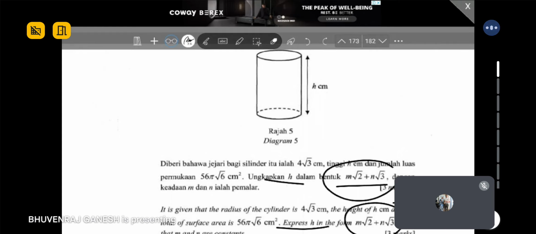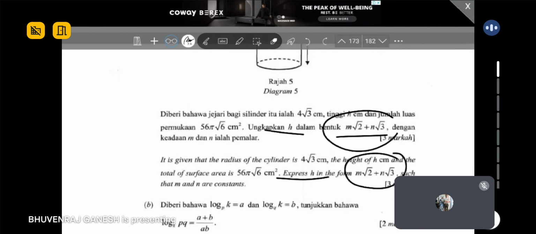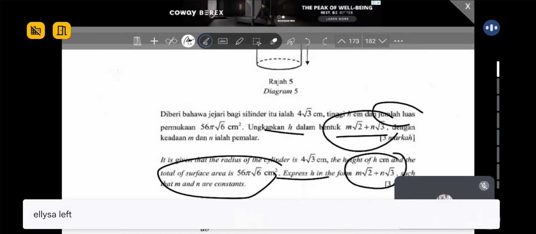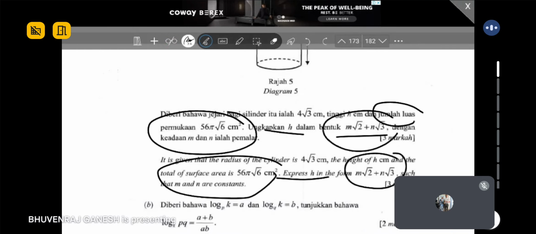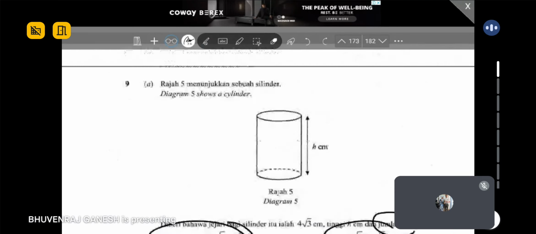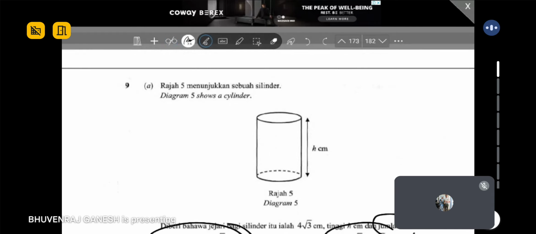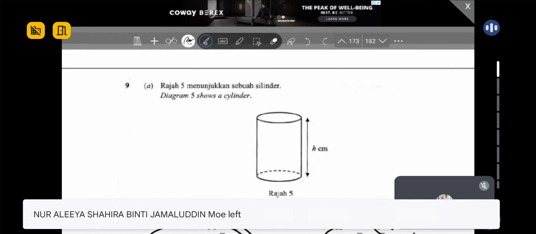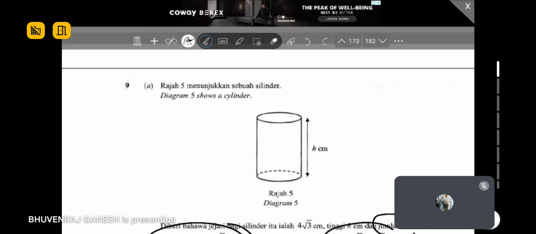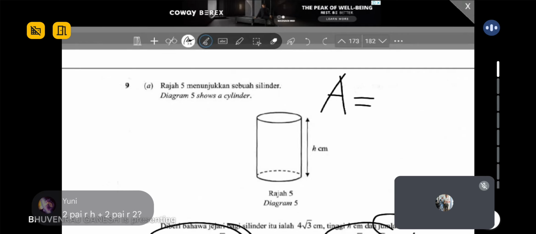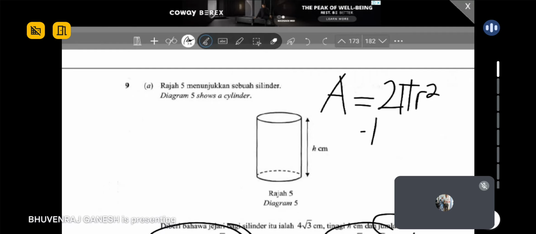Okay, alright. So now, the information you have is this one. Okay, jumlah luas permukaan diberi yang ni. So guys, may I know, what is your formula for your surface area of a cylinder? Apa rumus dia untuk luas permukaan silinder? Anyone? A is equal to what? Now is the time for you to remember your formula, guys. Kena ingat rumus bagi luas permukaan silinder. Yes, 2 pi r square plus 2 pi r h.